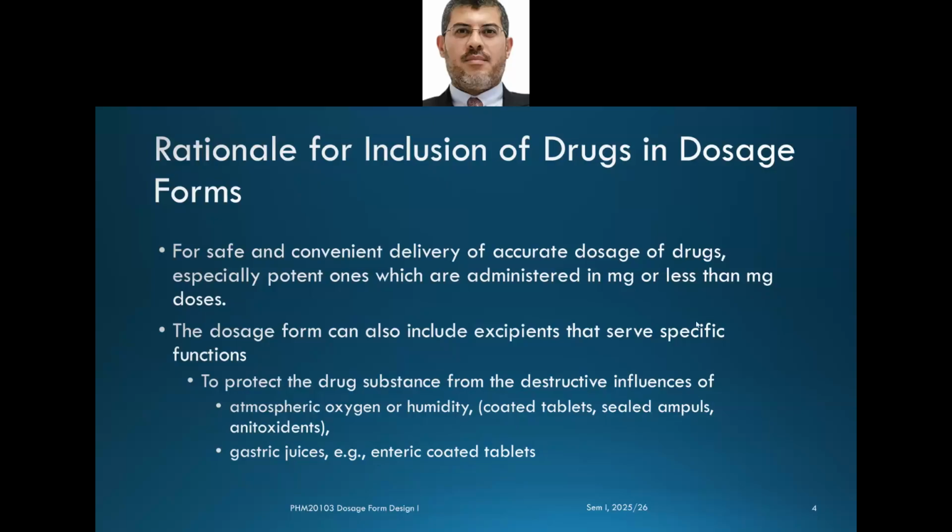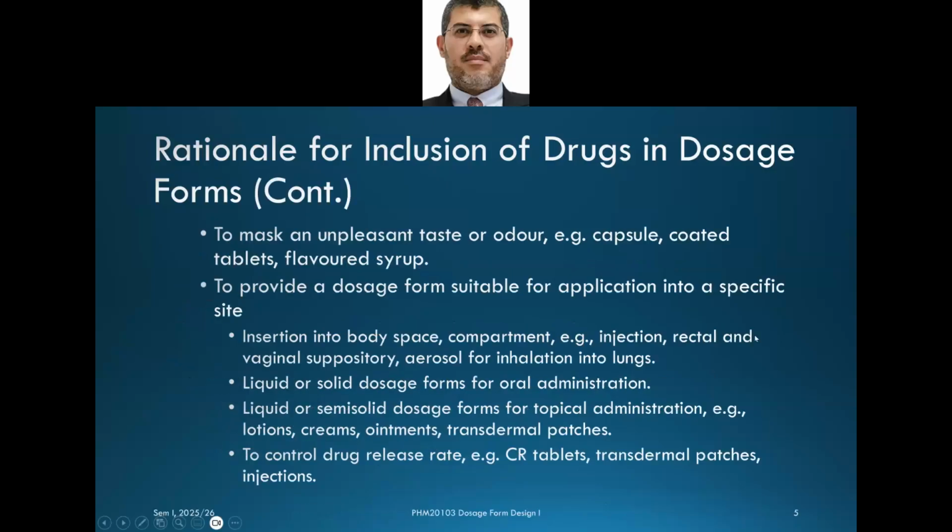So this is one way to protect drug substances that are destructed or degraded by acids. Excipients can also be used to mask an unpleasant taste or odor. For example, if you have a drug substance with a bad taste, you can prepare it in dosage forms like capsules. The capsule shell itself is a barrier between the mouth or tongue and the powder, so you will not taste it when you swallow it.